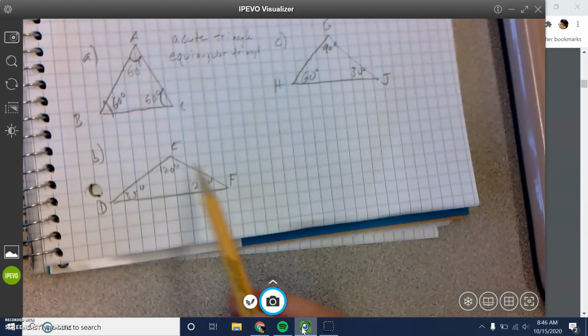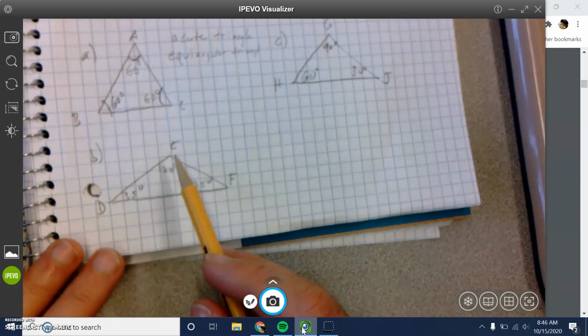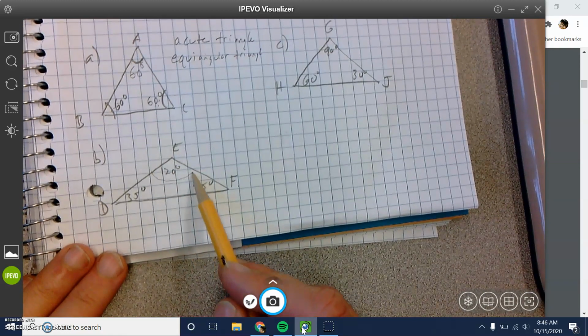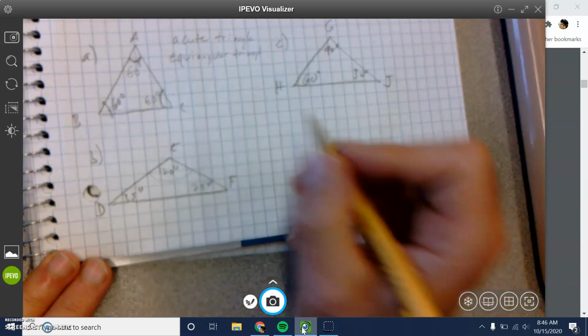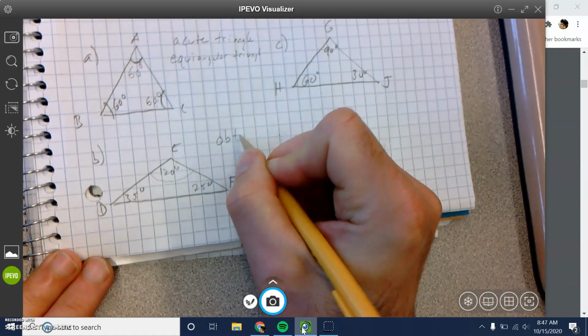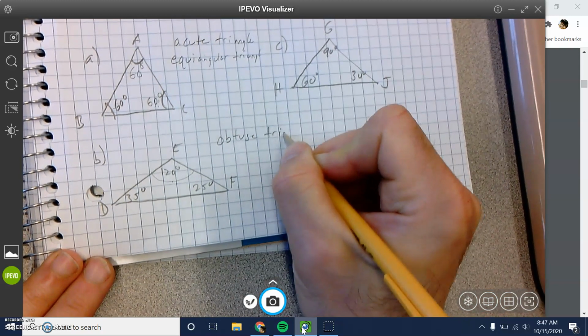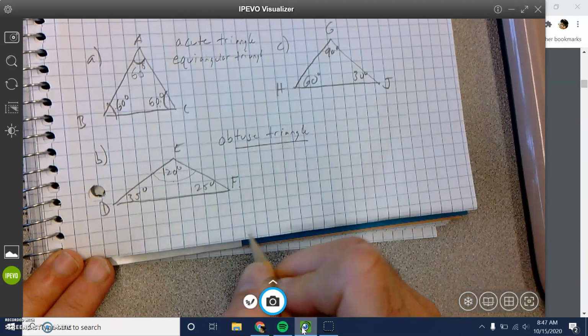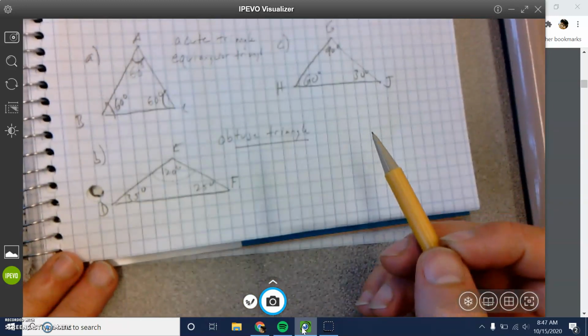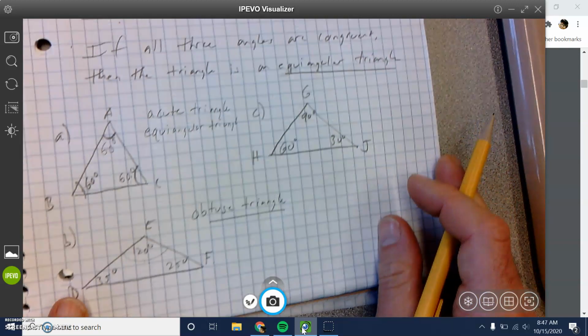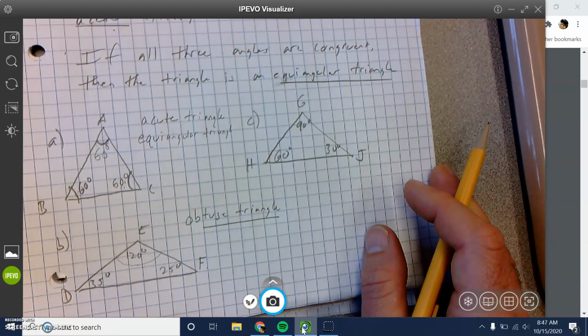So triangle DEF. I'm looking at this, 120 degrees. What type of angle is that? Yeah, that's an obtuse angle. So if we have one obtuse angle, that means this is called an obtuse triangle. Bam. So B is an obtuse triangle. Why? Because there's one obtuse angle. That's between 90 and 180. Let's try C. What do you think this one is?